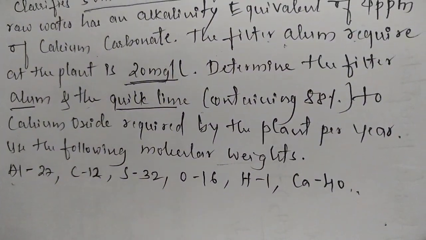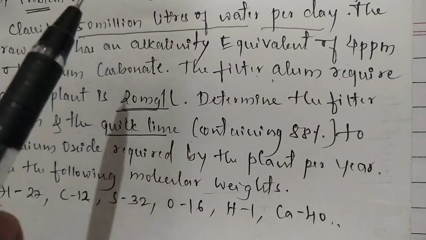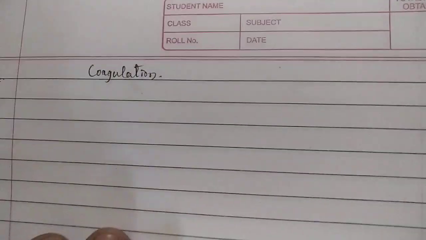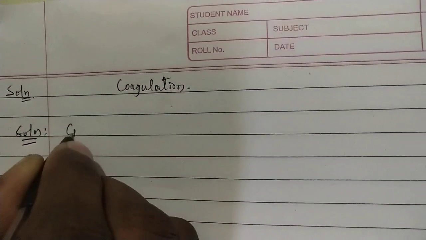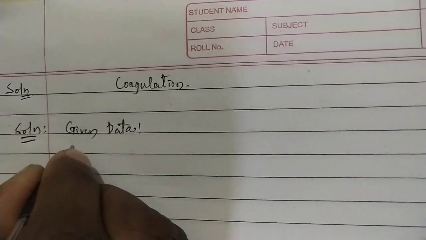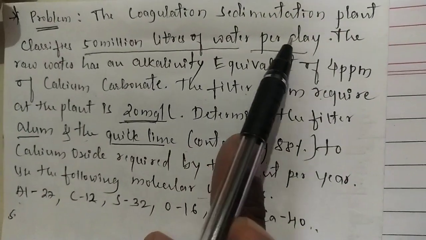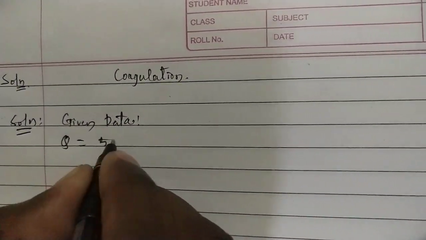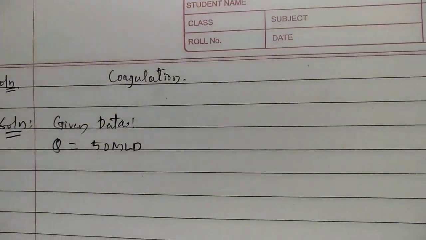In this question, the data given are that 50 million liters of water per day is clarified in the sedimentation tank. See here in the solution, the given data. 50 million liters of water per day is clarified. So this is nothing but the quantity: Q is equal to the quantity of water, 50 MLD, 50 million liters of water sample.